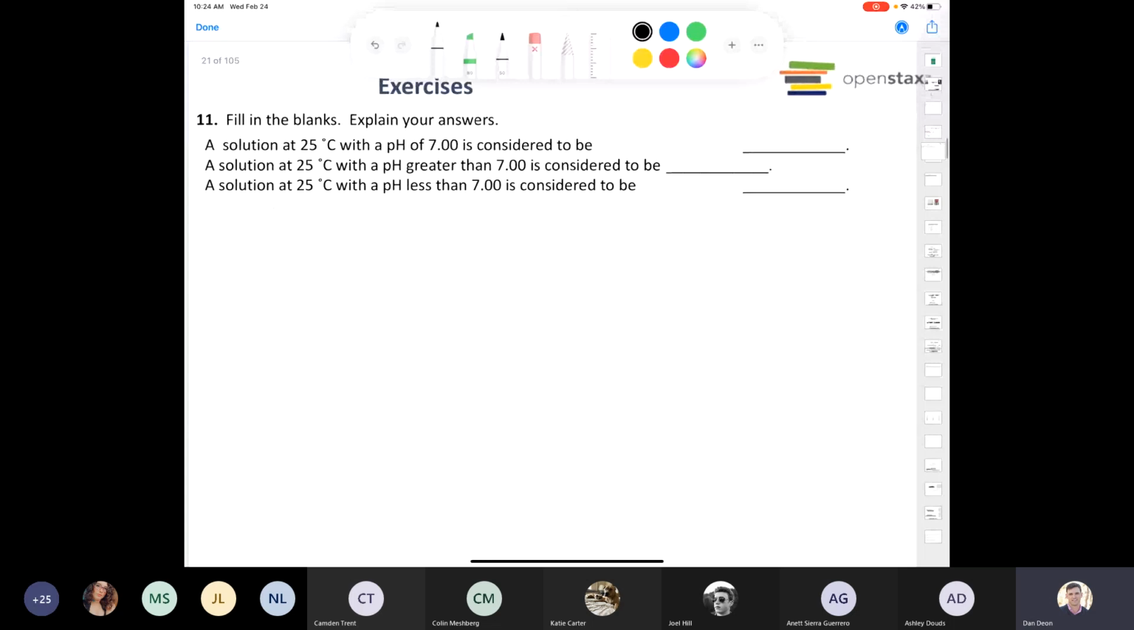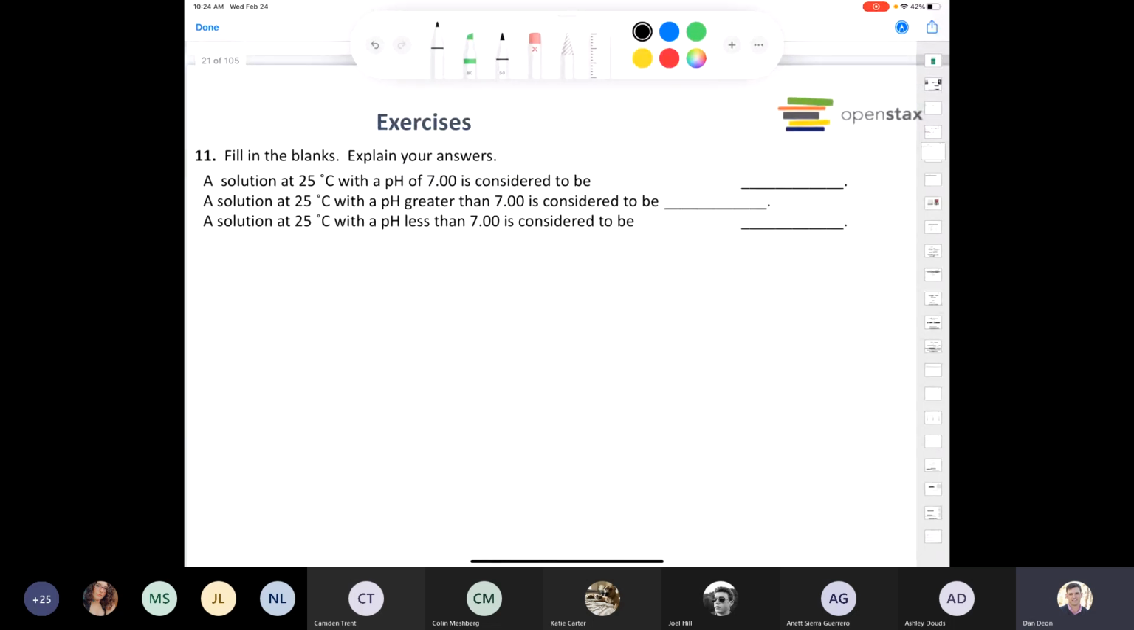Okay, this one I probably didn't need a whole page for, but I gave myself a whole page here. Fill in the blanks. If you've got a solution at 25 degrees Celsius, you've got a pH of 0, what would you consider it to be? Who can answer that? Would it be acidic, basic, or neutral? Would it have a pH of 7?